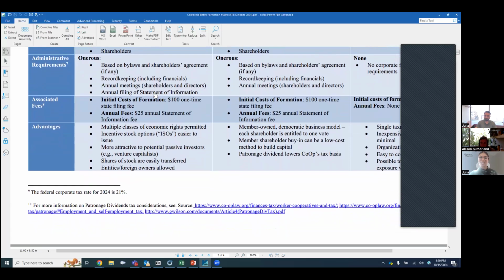So as you can probably assess, corporations are a little bit more complicated to run than LLCs. And so the administrative requirements can be onerous and burdensome, especially for small business owners.